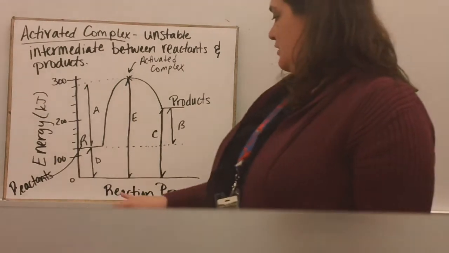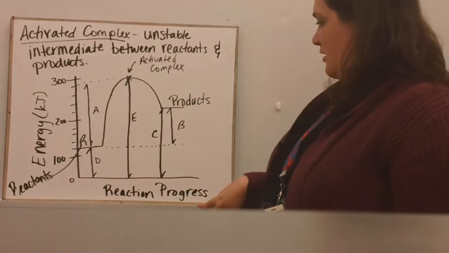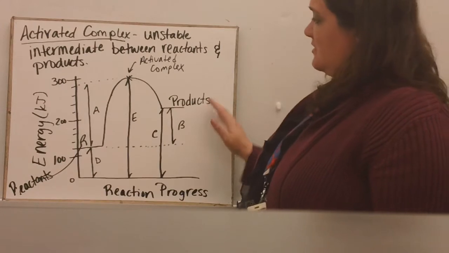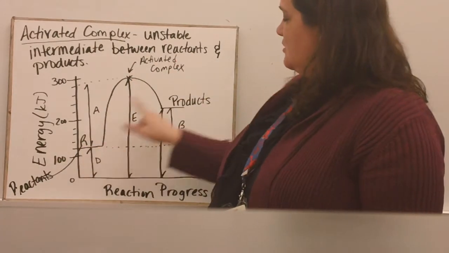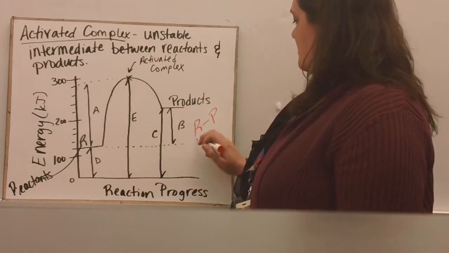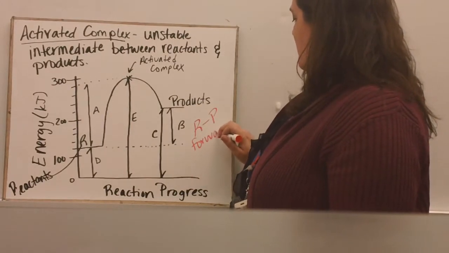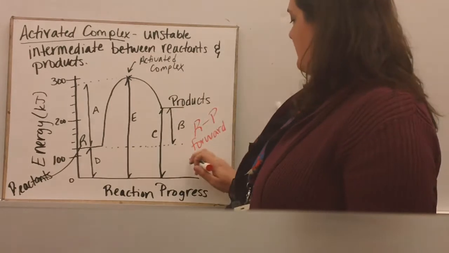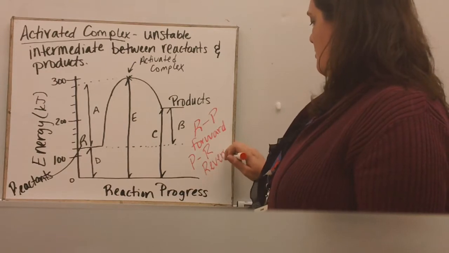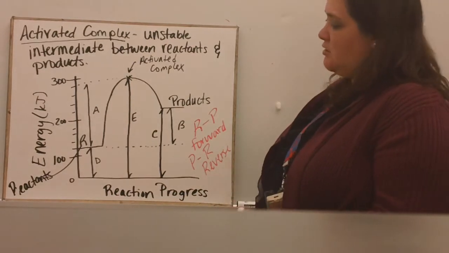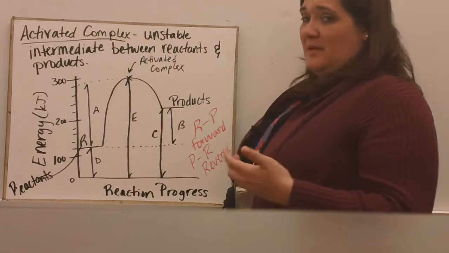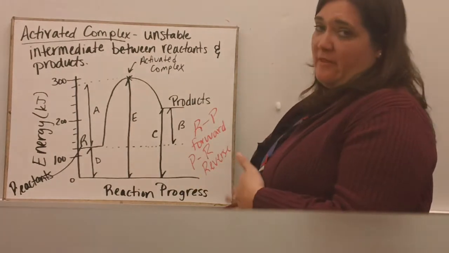Alright, so our x-axis is the reaction progress, and our reaction goes from reactants to products. We can also read this in the other direction. So reactants to products is called our forward direction. It's known as our forward reaction. Products to reactants is known as our reverse reaction. Okay? So you can read these diagrams in both directions. Most often, if it's not specified what direction we're talking about, it's the forward direction.